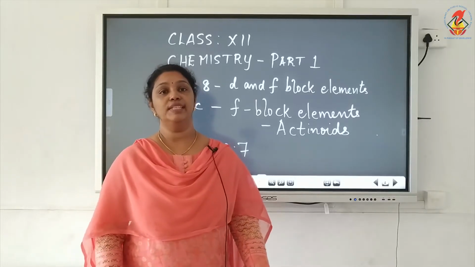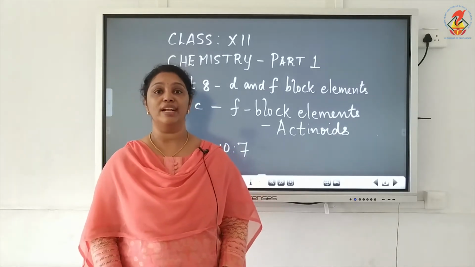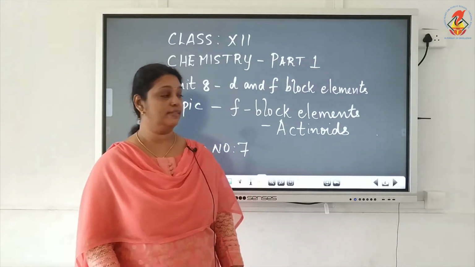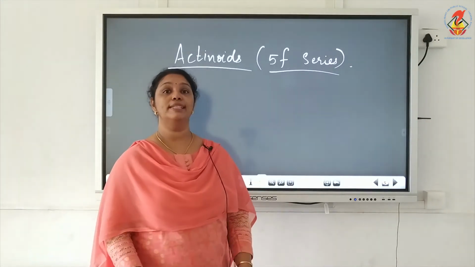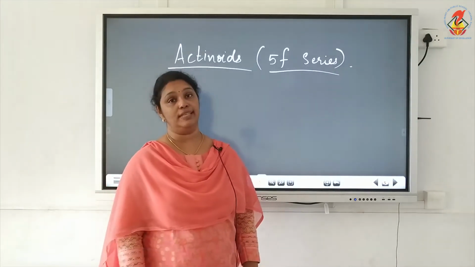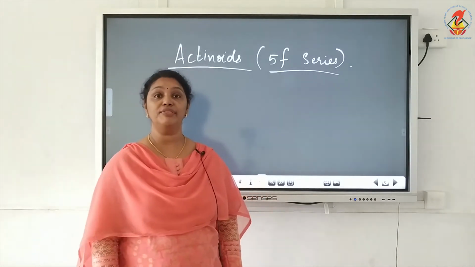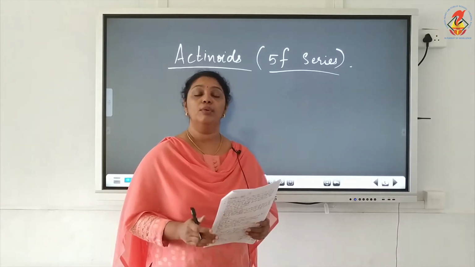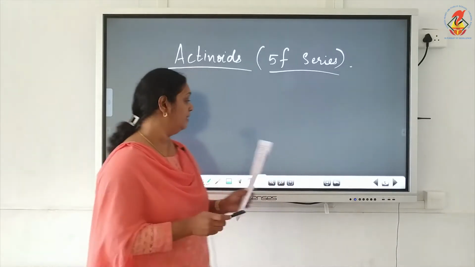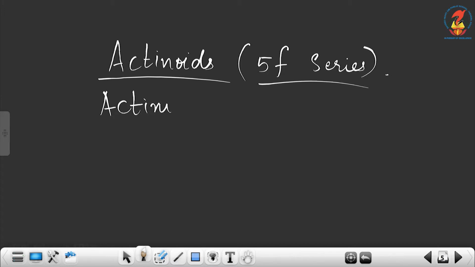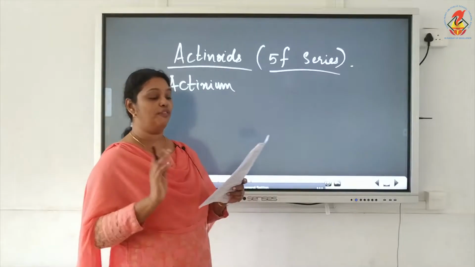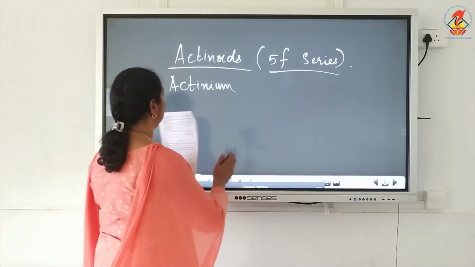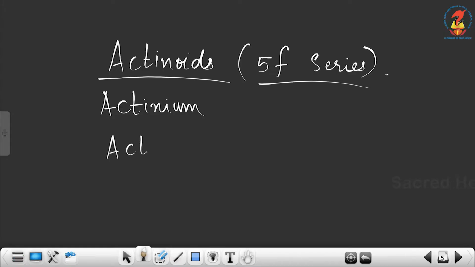Now in this video we will discuss the second inner transition series, or actinoids. Actinoids are also called the second inner transition series or 5f series. Why are they called the 5f series? Because their 5f orbitals are getting filled. Now what are actinoids? Actinium followed by 14 elements whose 5f orbitals are getting filled are called actinoids, or actinides.